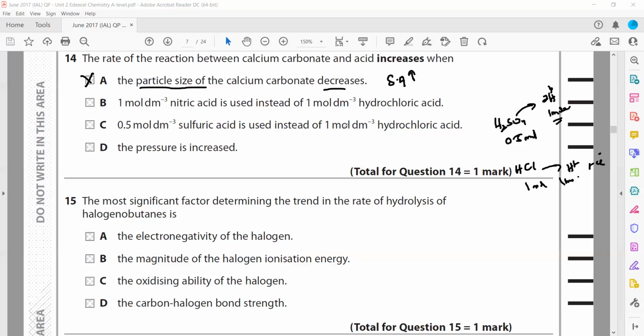The pressure increase here does not matter because there is no gaseous reactant. Pressure only affects gaseous reactants. That's why pressure does not affect this reaction. So A is the right answer.